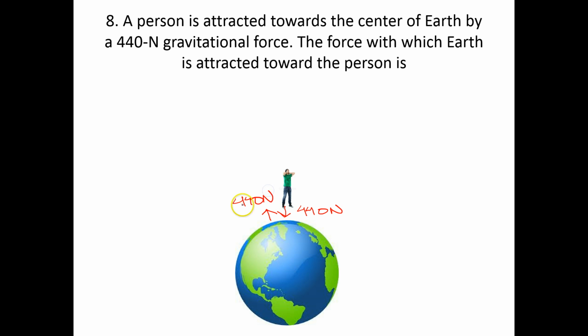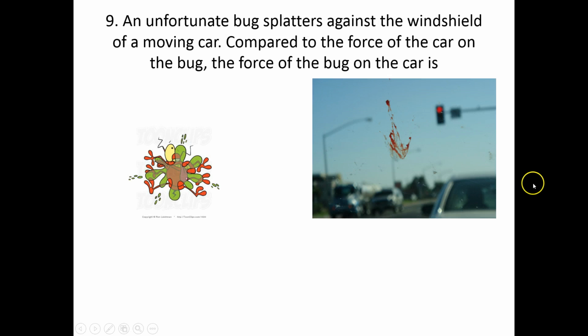But because the Earth weighs a lot more than 440 newtons, we know that it doesn't have as much of an accelerating effect. The person gets accelerated straight down. Number 9, an unfortunate bug, ooh gross, there it is. A little bit better picture here, splatters against the windshield of a moving car. Compared to the force of the car on the bug, the force of the bug on the car is the same. They have the same force. The car can withstand a lot more force than the bug can, so the bug gets swooshed.